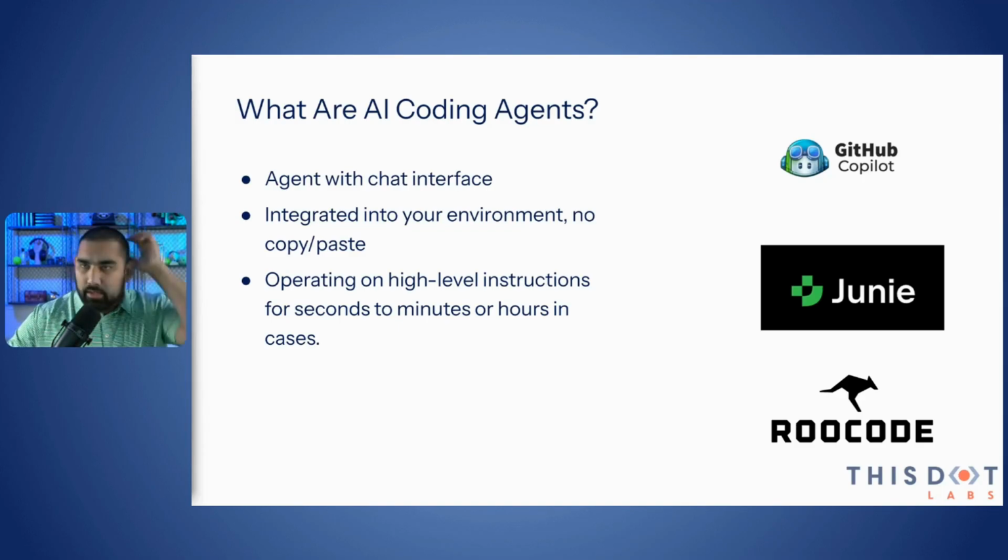So what are AI coding agents? Number one, in this context, it's an agent with a chat interface of some sort, right? We're talking about GitHub Copilot, Junie, and RooCode. If you're not familiar with them, don't worry about it. We're definitely going to go over a lot of things. It's often integrated into your environment, so you're not copying and pasting like you would with chatgpt.com or Claude.ai. You're literally using it right where you work.